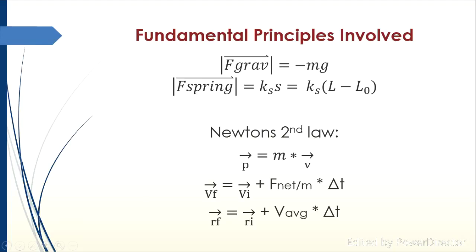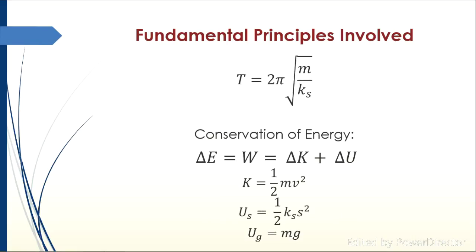The fundamental principles involved in this lab were the spring force and gravitational force equations and Newton's second law, which we used to model the motion of our system. In addition, we also used the equation for the period of oscillation to find the spring constant of the spring in our model. We also used the principle of conservation of energy, where the change in energy is equal to the work, which is equal to the change in kinetic energy plus the change in potential energy, and the three equations below to model the change in energies of our system.